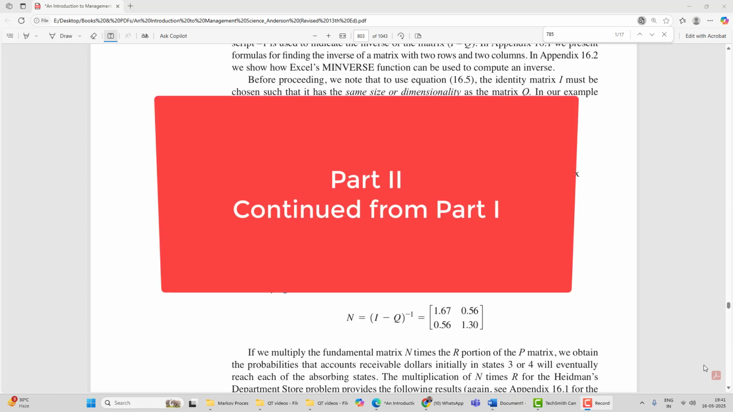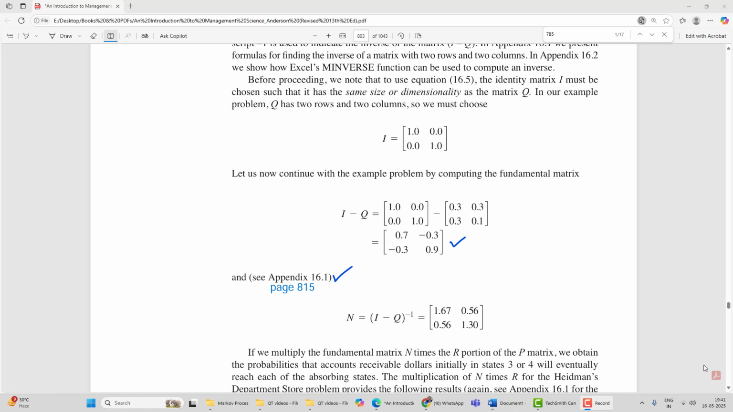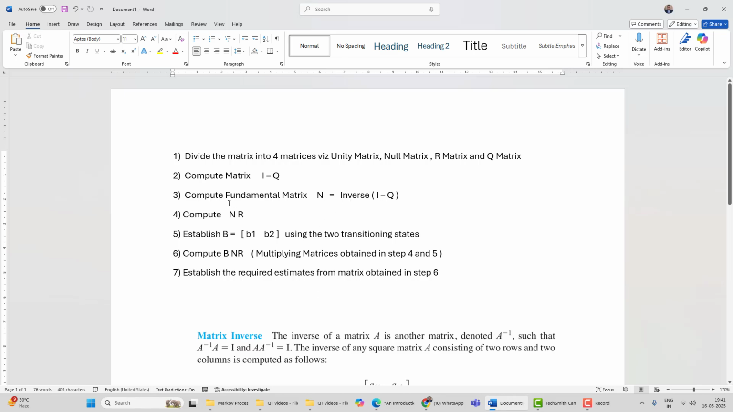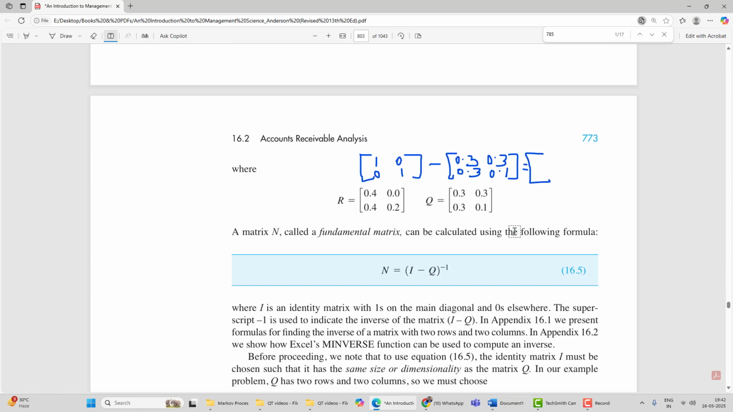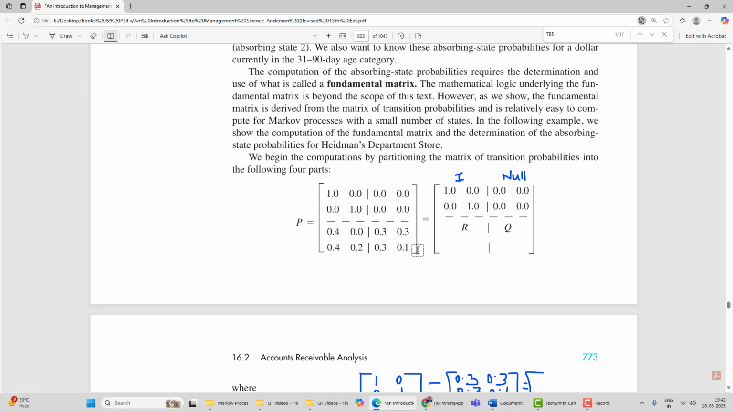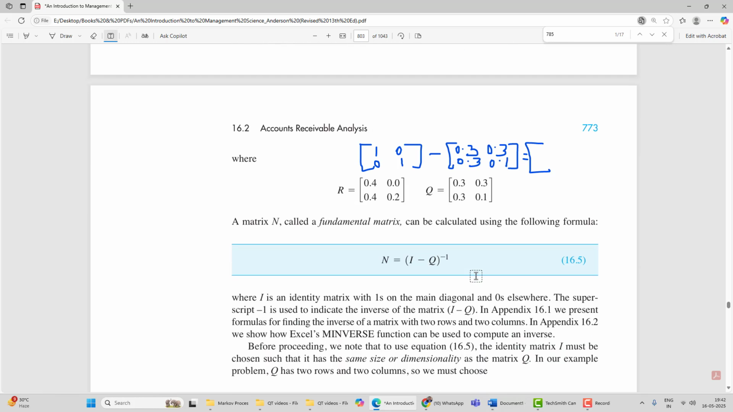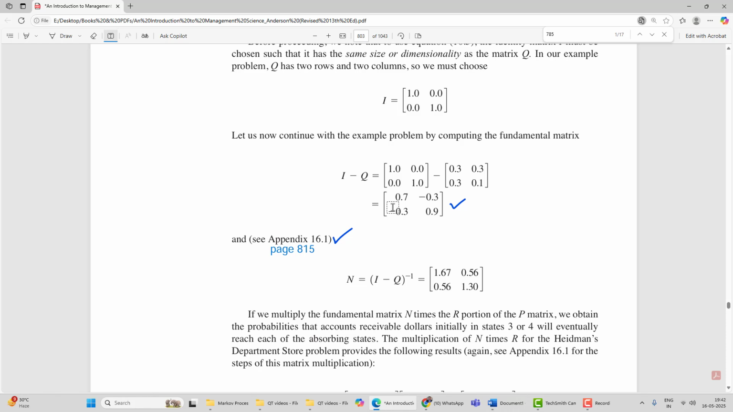Hello students, this is Markov chain account receivable analysis part 2. In part 1 we have come up to this step, step number two, compute matrix I minus Q. Once I minus Q is computed, which is simply the subtraction of the Q matrix from the identity matrix, and the Q matrix is coming from this part of the original complete matrix, I minus Q is this value.